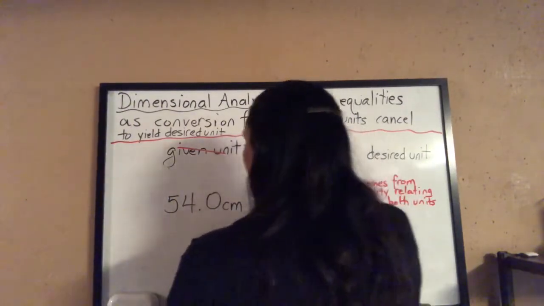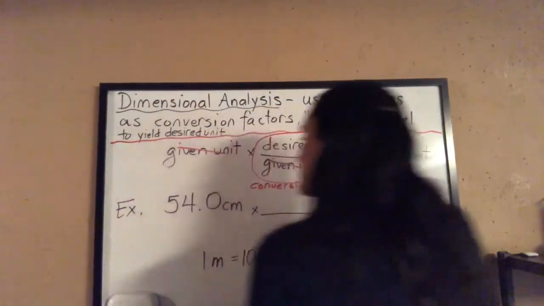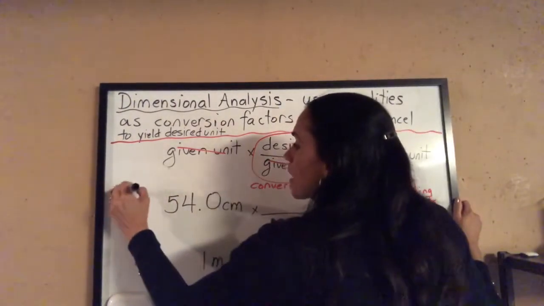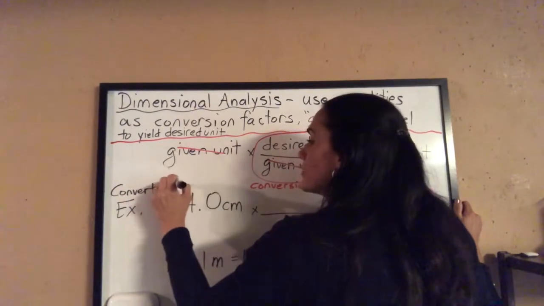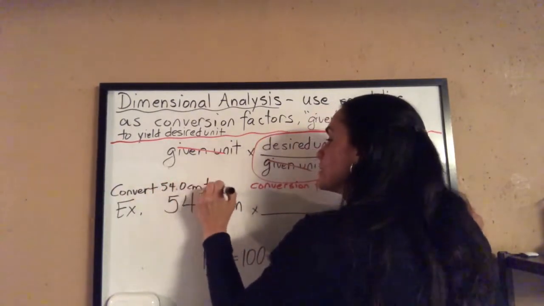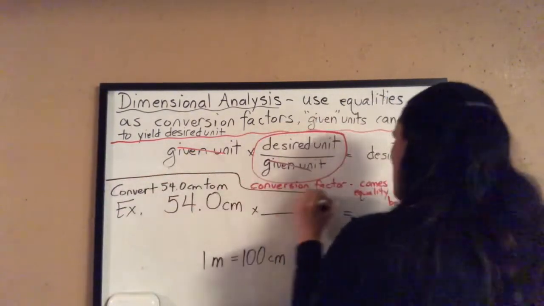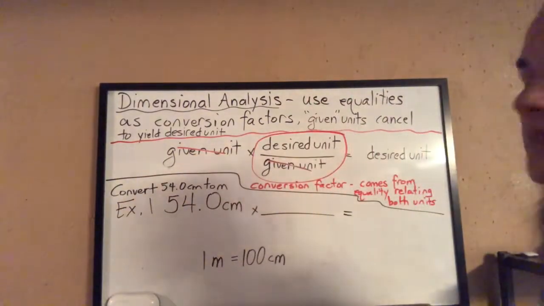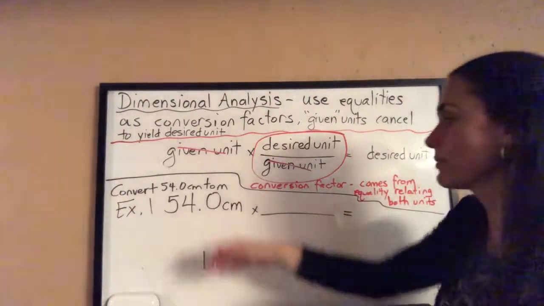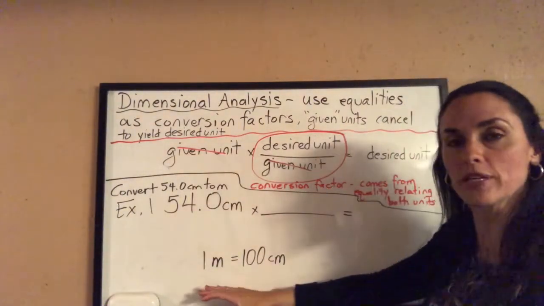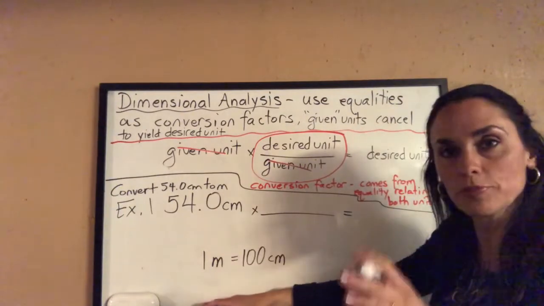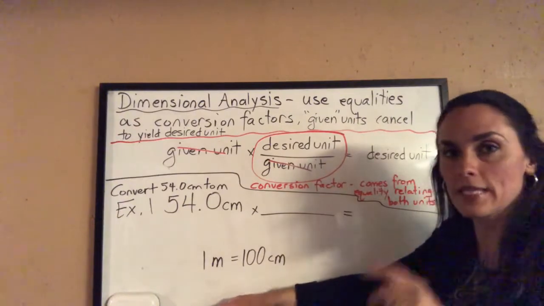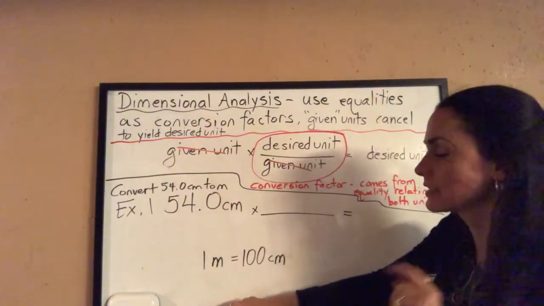Let's look at a problem. Let's say that we have a measurement of 54 centimeters that we want to convert into meters. Convert 54 centimeters to meters. Okay, so this is our first example here. I'm going to do multiple ones in this video lecture. 54 centimeters we want to convert into meters. The equality from the previous board, 1 meter equals 100 centimeters. You're going to take that equality and set it up as a conversion factor.